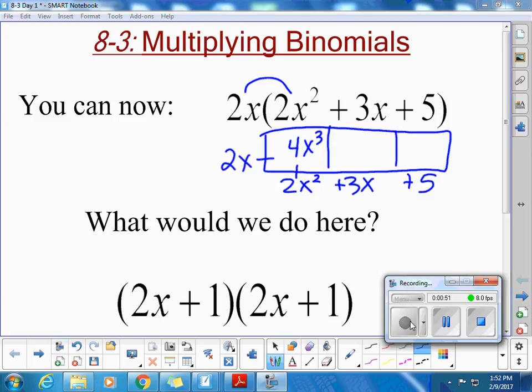All right, so we were multiplying this binomial. So now 2x times 3x. So 2 times 3 is 6. X times x is x squared, and it's a positive. And then 2 times 5, so plus 10. And x doesn't have anything to multiply with, so it stays x. So it would be 4x to the third plus 6x squared plus 10x.